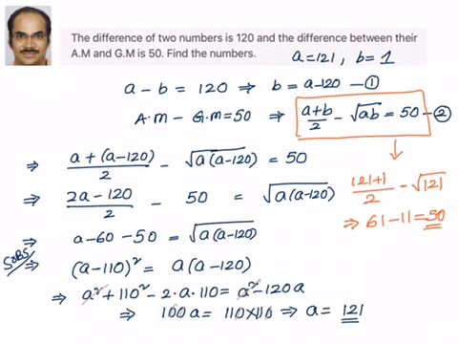The problem, let's recap that. The difference of two numbers is 120 and the difference between their A.M and G.M is 50. Find the numbers. Let's say the numbers are A and B. We know A minus B is 120. So B equal to A minus 120. A.M minus G.M is 50. A plus B by 2 minus root AB is 50. Now B is equal to A minus 120. We can substitute that. We did that. After that, we squared it up on both sides. We simplified. We got A equal to 121.